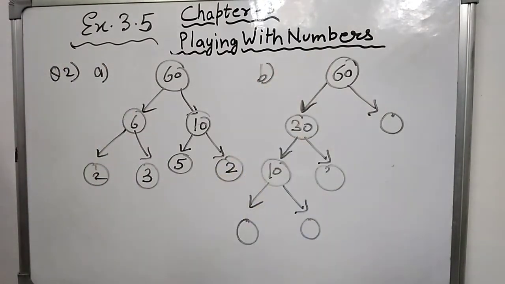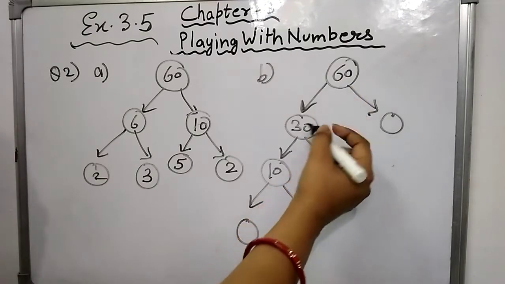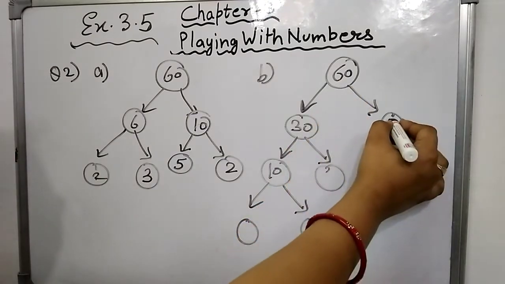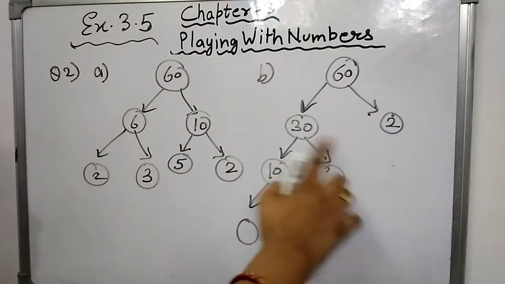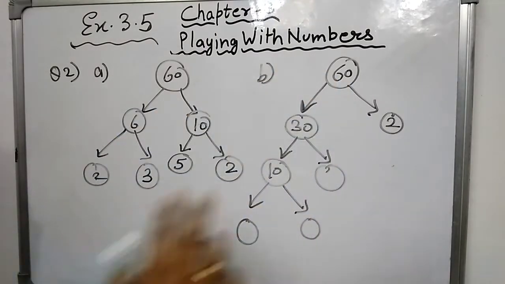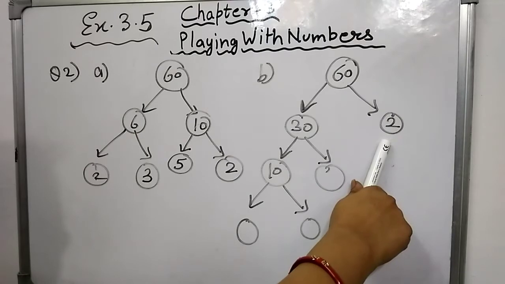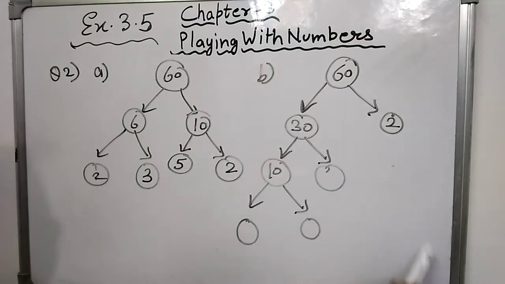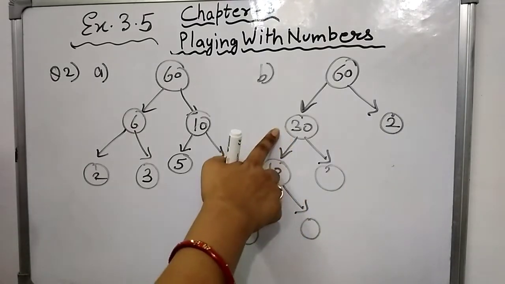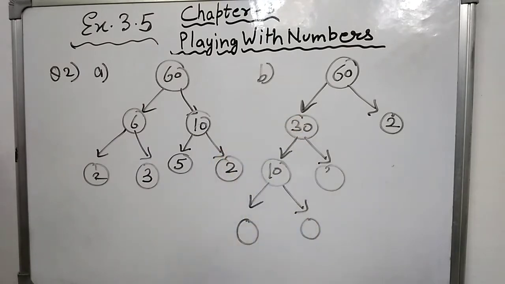Now let's check to this one. 60 is factorized as 30 and 2. When you multiply 30 and 2, you will get your answer as 60. So these are correct factors, 30 and 2. 2 is the prime factor, so it is not taken forward. 30 is not a prime one, so it is factorized further.